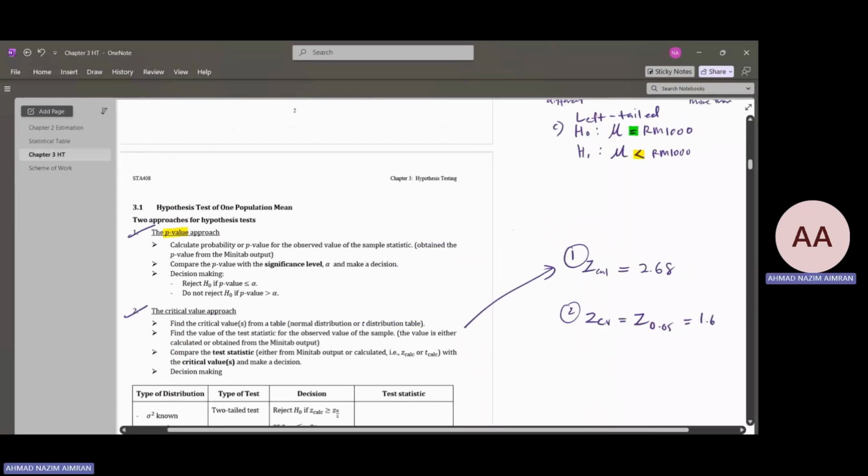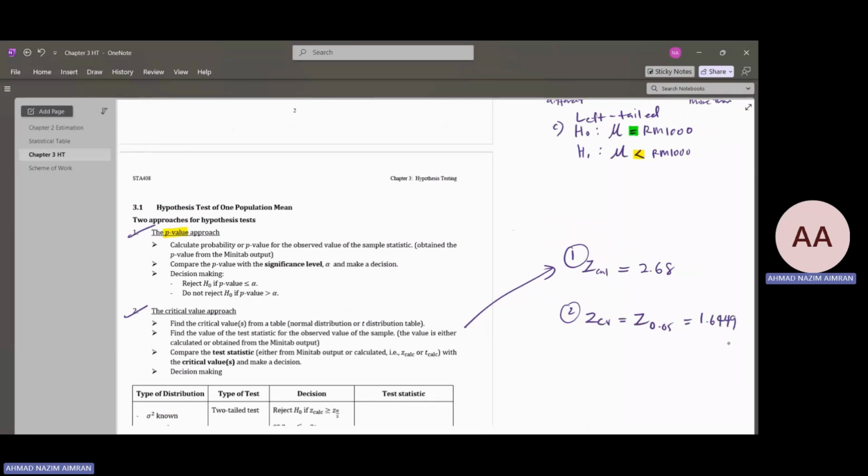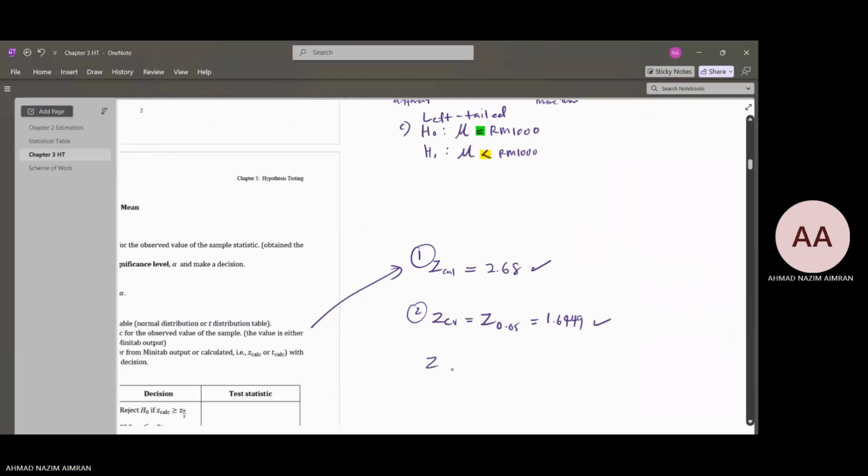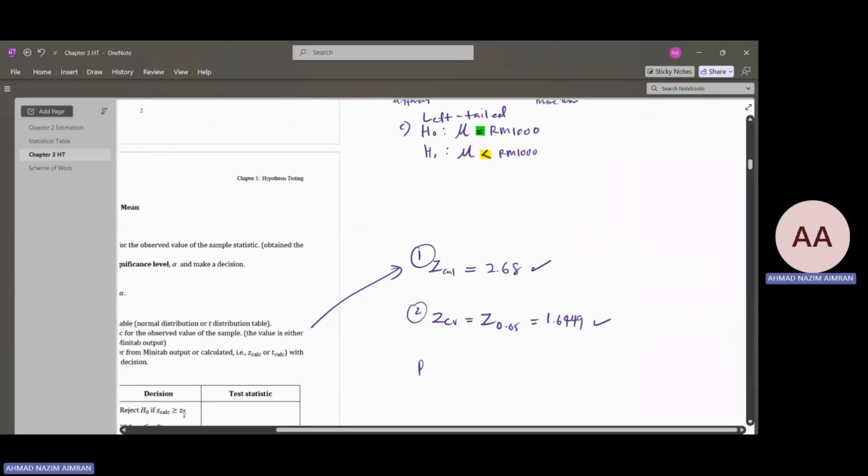And the value is 1.6449. So you need to compare these two values. Usually, the decision rule will be like this: reject H null if Z calculated is greater than Z critical value. So you need to compare these two values, 2.68 and 1.6449.